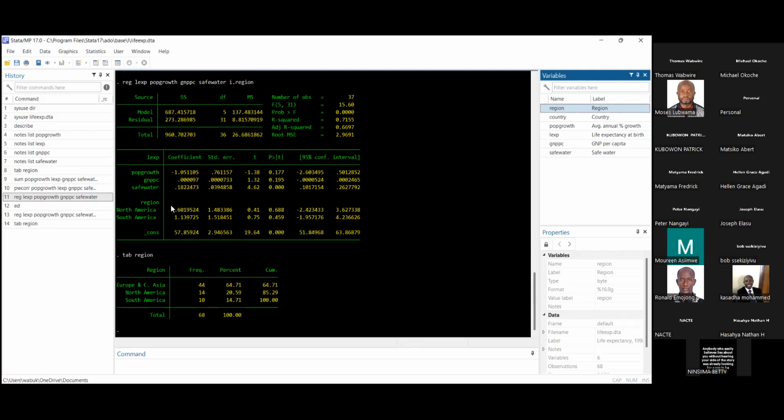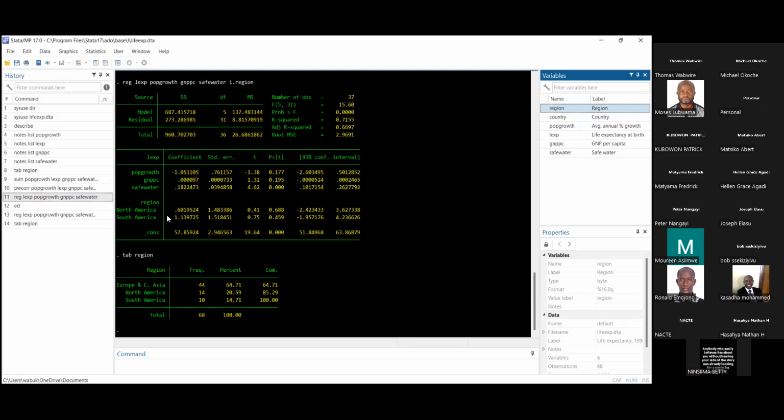Now, the values here do not make any sense. You cannot say that an increase in North America by one region, by 1 point, leads to an increase in life expectancy by this. No, that is not the meaning here. Rather, it is the sign which we take here.